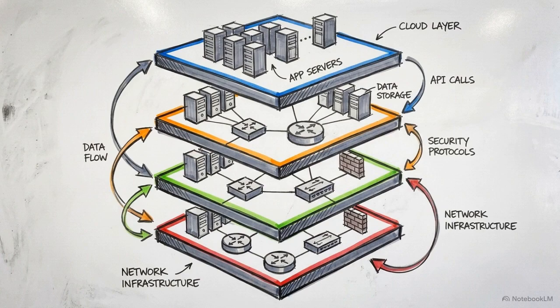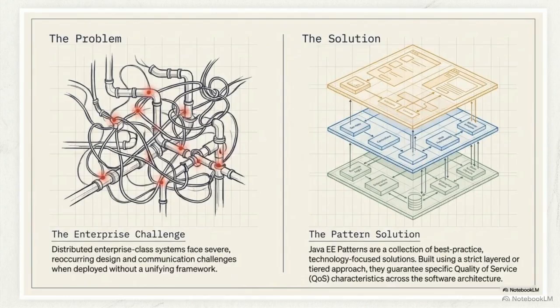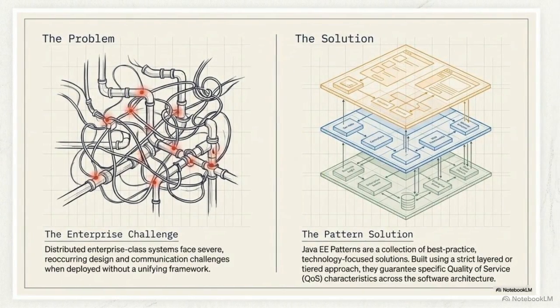This diagram illustrates a recurring enterprise challenge. Deploying a distributed system without unifying structural logic yields chaotic, failing connections. The solution is Java EE patterns. These standardized structural blueprints use a strict layered approach to guarantee specific quality of service.